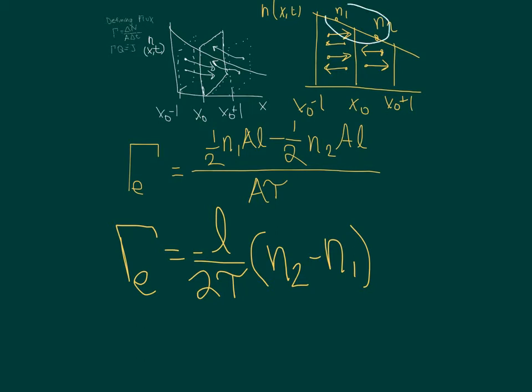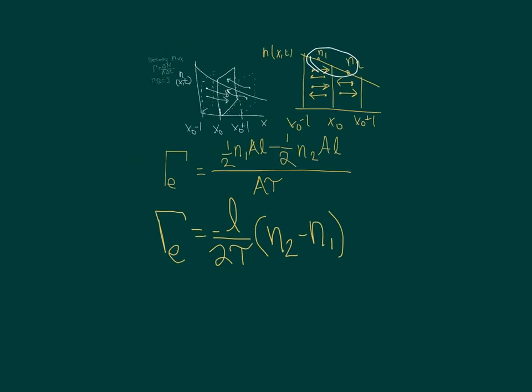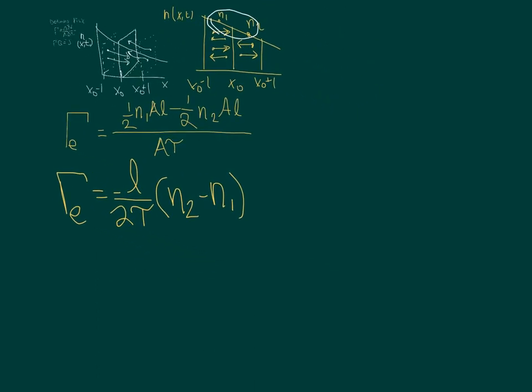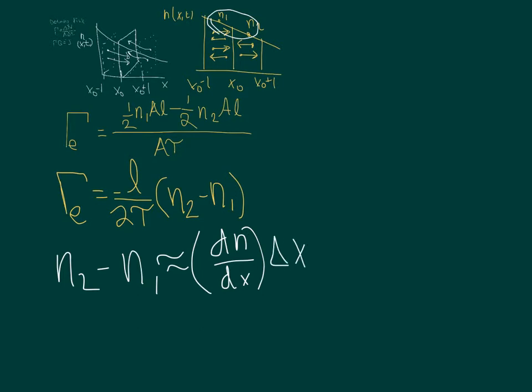Because the mean free path is small, we can calculate the quantity N2 minus N1 from the concentration gradient using this equation, where N2 minus N1 is approximately dN over dx times delta x, which is equal to dN/dx times L.